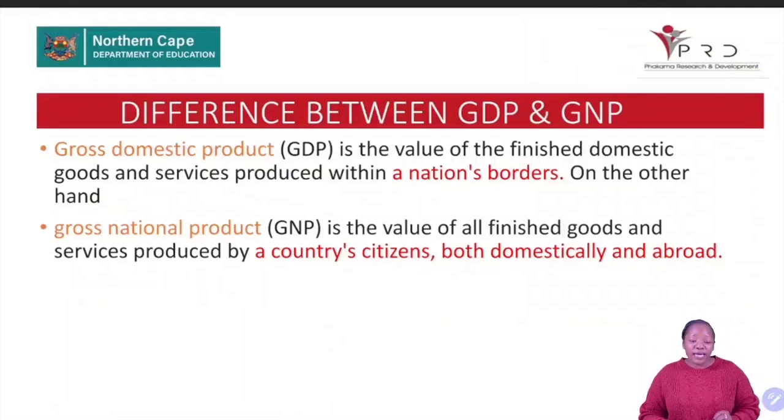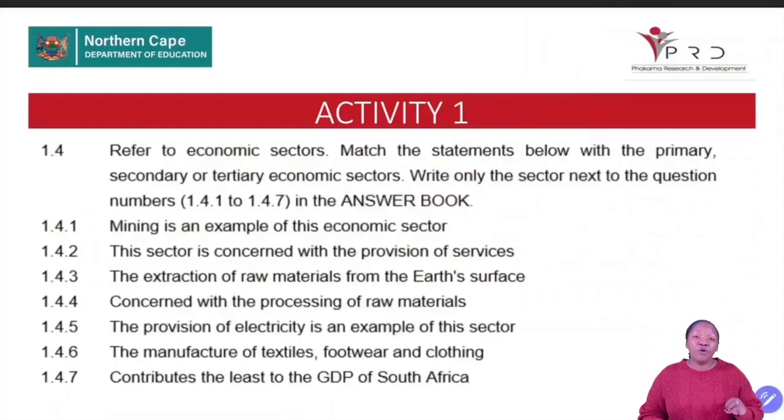And then we're going to get to have our first activity. So our first activity, it refers to the economic sector, since we're studying about the economic sectors today, which are 4. Then match the statement below with the primary. So they are reminding you what are those sectors: the primary, the secondary, the tertiary economic sectors. So you write only the sector next to the question number. So you are given question 1.4.1 to question 1.4.7. So in your answer book, you're going to start with 1.4.1.